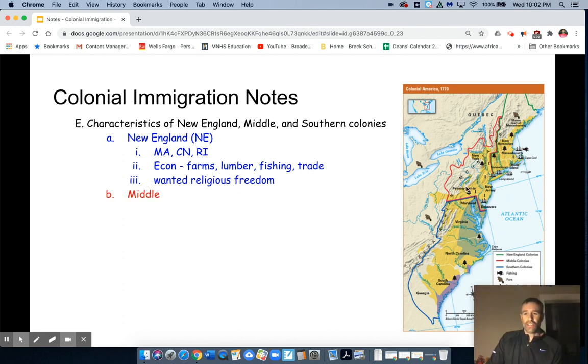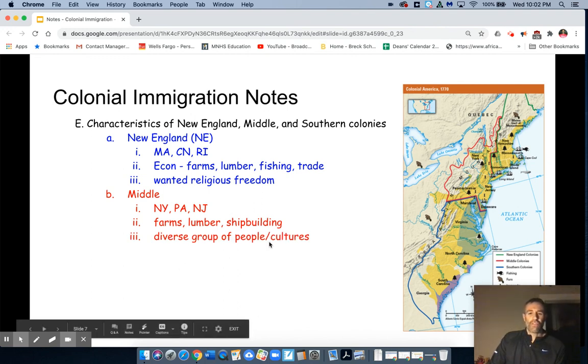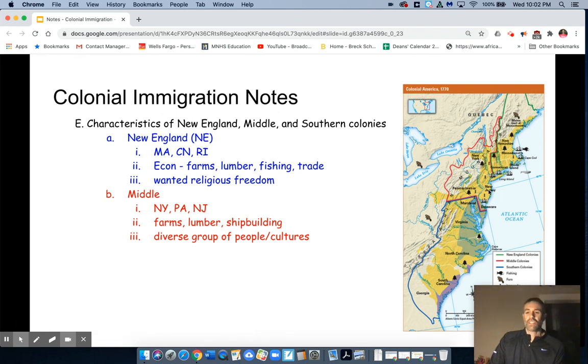Now you have the middle colonies right here. That's going to include New York, Pennsylvania, New Jersey. And you can see in terms of economy, they got some lumber going on here. They also have mining that's happening, especially in the mountains. The Appalachian Mountain range is right here. And then shipbuilding. You can see the ship right there. And then we have a diverse group of people and cultures living in this region. And think of New York City, right? Lots of people from all over the world would eventually come to these middle colonies. That made it a place where there was a lot more diversity, with a lot more tolerance.